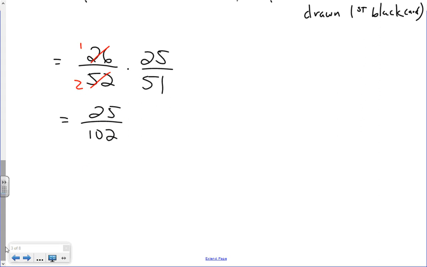I guess if you want to leave it in its original terms there, you can grab your calculator and plug that in there. But 25 times 26 is going to give you 650. And if you multiply 52 times 51, you're going to get 2652. Okay, so you can leave it in either one of those forms there, but there is the probability that we draw two black cards. Dependent events. That's the intersection of events.